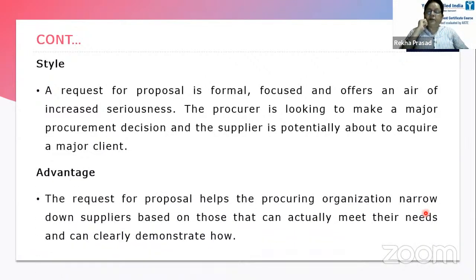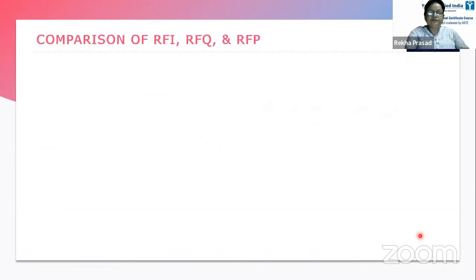Advantage: the request for proposal helps the procuring organization narrow down suppliers based on those that can actually meet their needs and can clearly demonstrate how. तो ये एकदम clear cut हो जाना चाहिए कि जो हमारे needs हैं, whether they are going to fulfill that and whether the way it will be delivered will suit my conditions. तो ये तीन हुए ना, RFI, request for information, request for quotation and request for proposal.